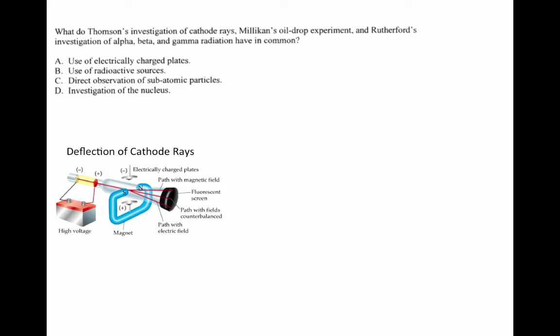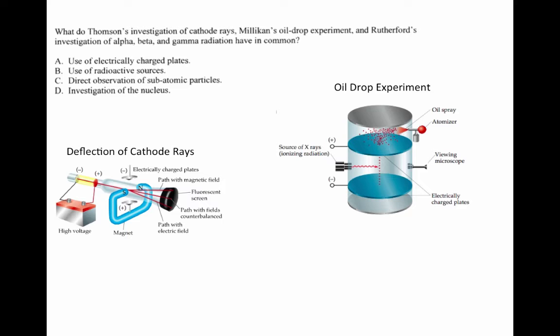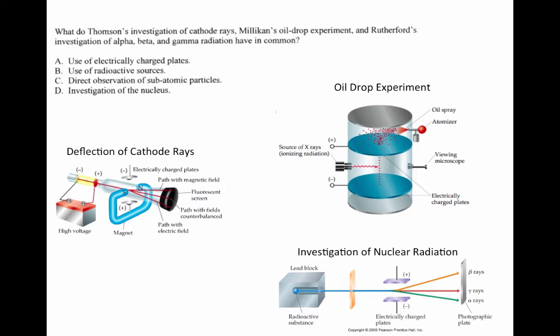Well, in terms of J.J. Thomson's deflection of cathode rays experiment, if we look at these, does it include electrically charged plates? Yes, it does, but it does not include radioactive sources. Millikan's experiment, in which we had our oil drops falling through the chamber, did it include electrically charged plates? Yes, that's what caused the droplets to be suspended. How about the investigation by Rutherford of nuclear radiation? Yes, once again, they were being sent through electrically charged plates, and that caused their deflection. So clearly, the best answer here is that all three of these used electrically charged plates.